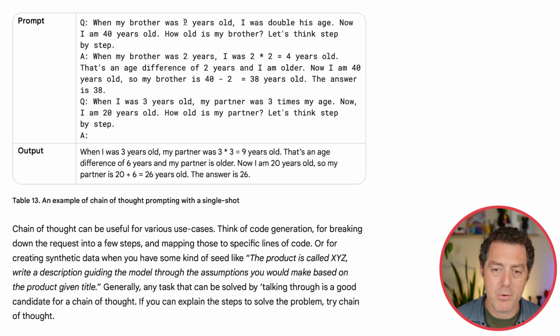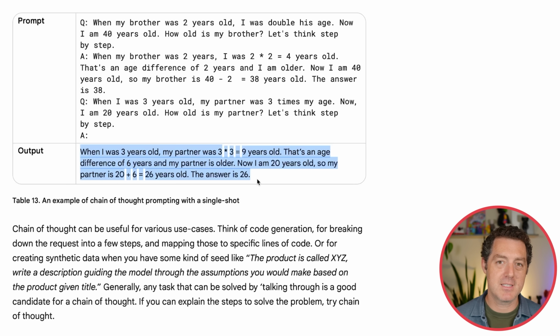So question, when my brother was 2 years old, I was double his age. Now I'm 40. How old is my brother? Let's think step by step. And then we give it an example. Here's an answer. When my brother was 2 years old, I was 2 times 2 equals 4 years old. That's an age difference of 2 years and I am older. Now I am 40. So my brother is 40 minus 2, 38 years old. The answer is 38. Then let's ask the question. When I was 3, my partner was 3 times my age. Now I'm 20. How old is my partner? Let's think step by step. And it basically mimicked the exact same thinking as the example we gave it.